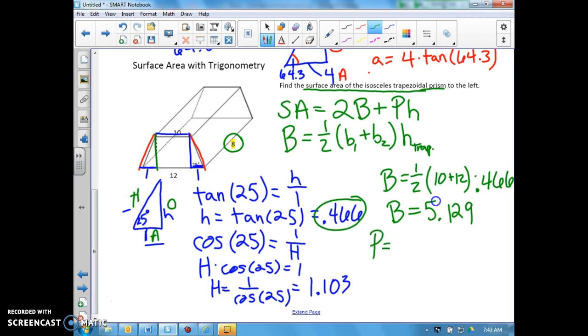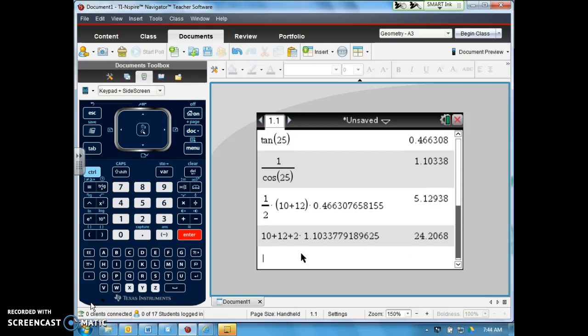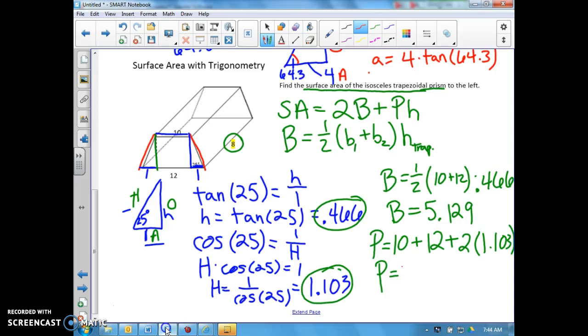And I need to find my perimeter. Well, perimeter is going to be 10 plus 12 plus 2 of those hypotenuses that I found, right? So 2 times 1.103. We're going to plug it into the calculator as well. And we get 24.2068. So back in the document here, 24.2068.